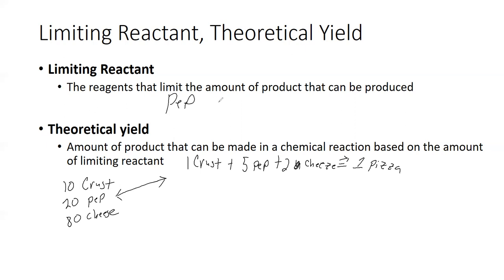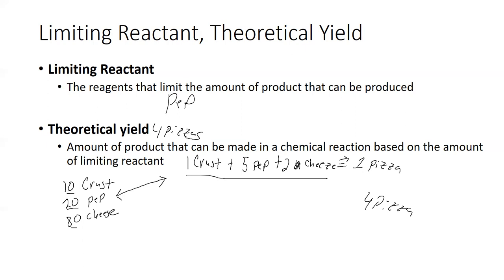Okay. That's easy enough, right? What's my theoretical yield? Based on my starting amounts, how many pizzas can I make? And remember, I have to have all this for one pizza. Like, we're not making cheese pizzas here. We're making pepperoni pizzas. You can only make 5, 10, 15, 20. You can only make 4 pizzas. My theoretical yield is 4 pizzas.